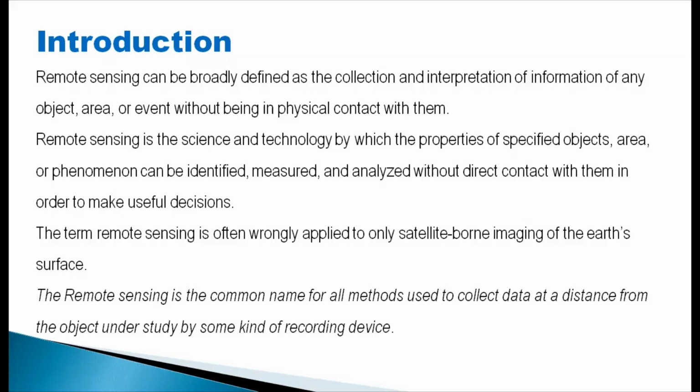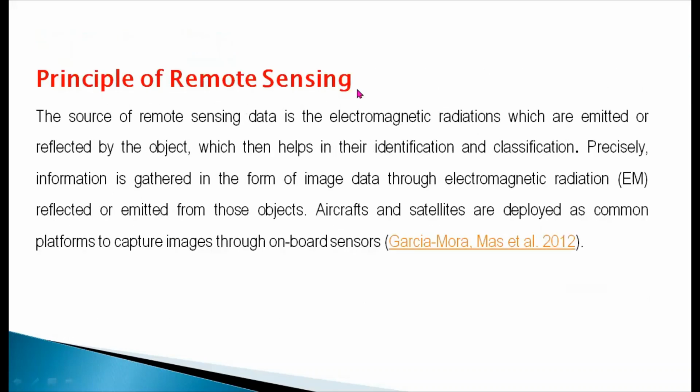So हम आगे जाके इसको भी देखेंगे. So principles of remote sensing, what are the principles? So the source of remote sensing data is electromagnetic radiation which is emitted or reflected by the object. So what has been said, more important thing in remote sensing is the electromagnetic radiation, the radiation which is coming out from any object and being either emitted or reflected.